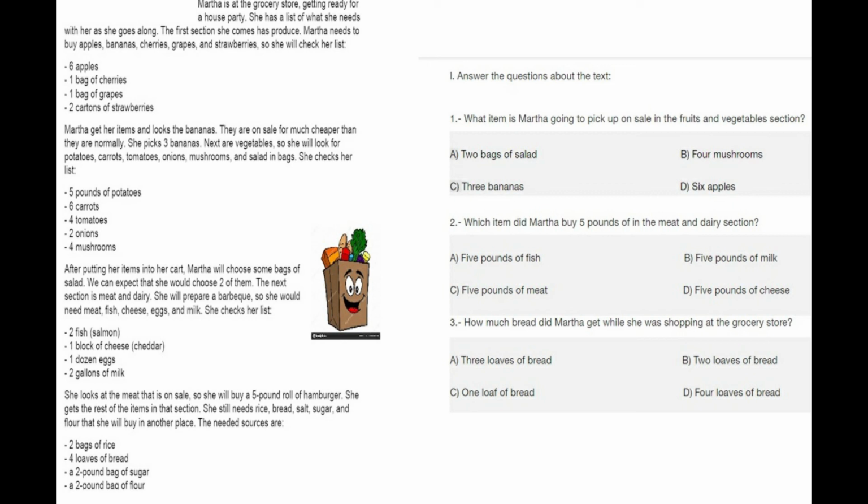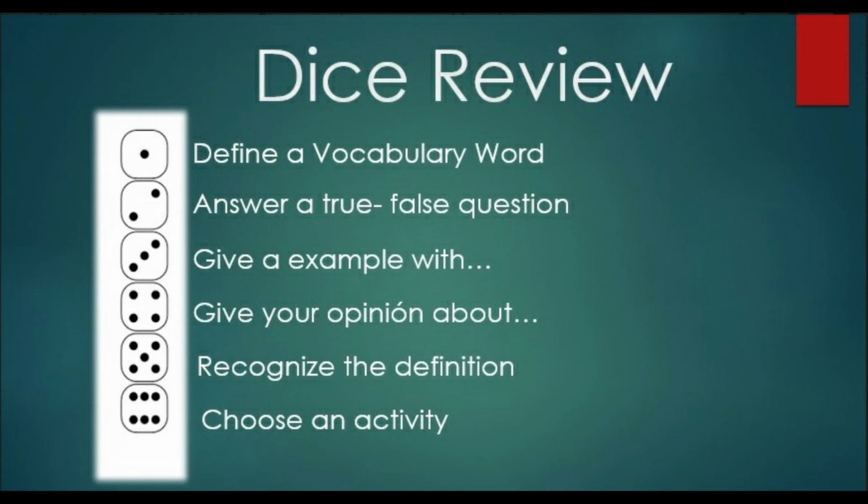The second station regards grammar. So, to develop the activity, students play a game called Dice Review, where students throw the dice and complete a short exercise according to the number that the dice shows, while the teacher or collaborator has a list of exercises according to the dice's face, like defining words of vocabulary, giving examples, recognizing definitions, etc.